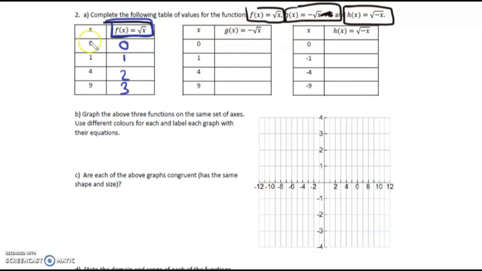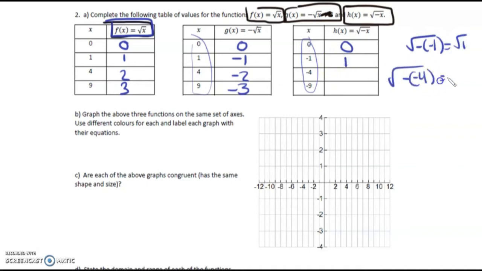Now, if we were to plug these values into this equation, we're going to get 0, negative 1, negative 2, negative 3. Okay, pay attention to this. We can't root a negative number, so the domain that I chose for this one, like root of 0 is just 0, so that's fine, but negative of negative 1 is just root 1, negative of negative 4 is just root 4, and so on.